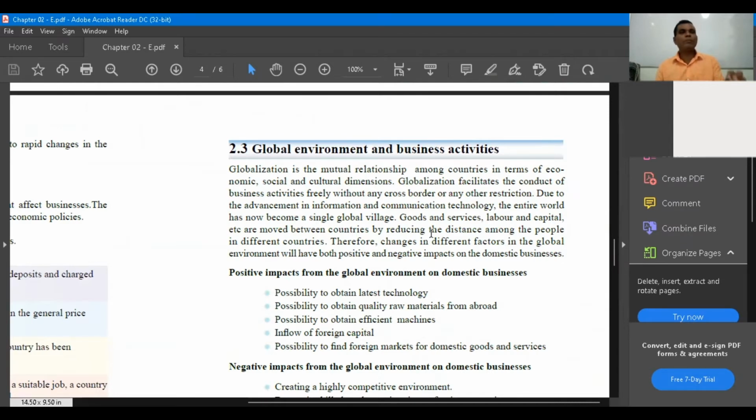It is the responsibility of the government to control these factors favorably for business activities. Understand? It is the duty of the government. Now, if the inflation rate is increasing day by day, it is the responsibility of the government to control it. If the foreign exchange rate is appreciating, it is the duty of the government to control it. Understand? Yes. Now let's move on to the next one.